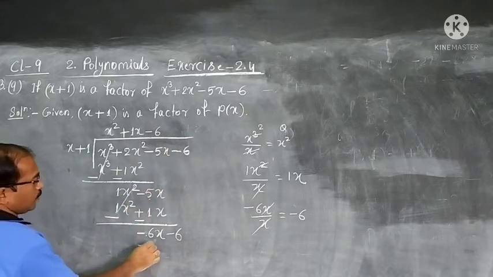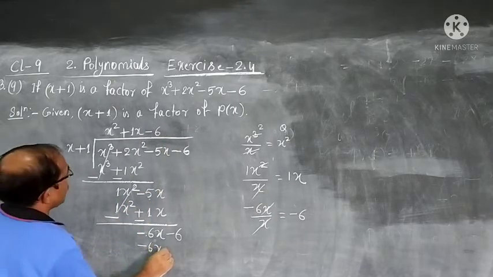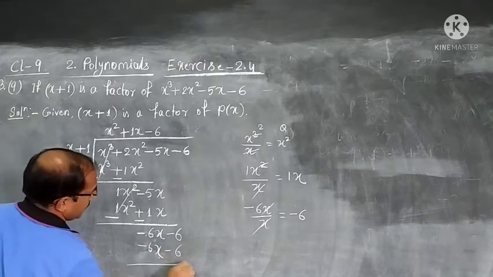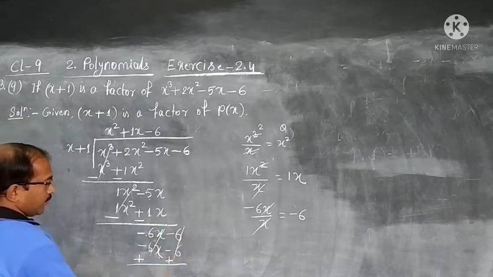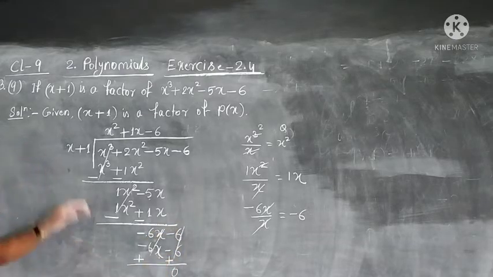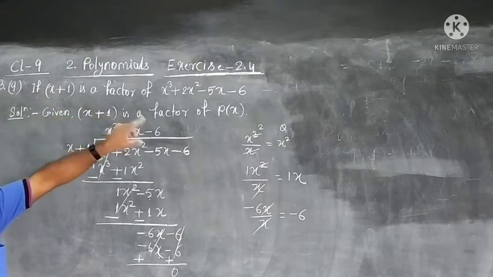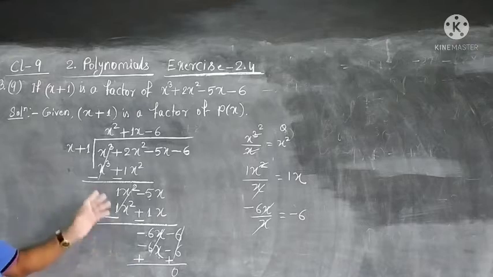So, minus 6 into x, minus 6x, plus minus minus 6 ones are 6, minus will change into plus, minus 6x plus 6x 0, minus 6 plus 6 0. That is the meaning of x plus 1 is a factor. When we divided, we got the remainder 0. Then we will go to that relationship.